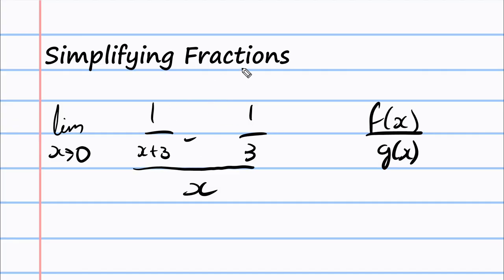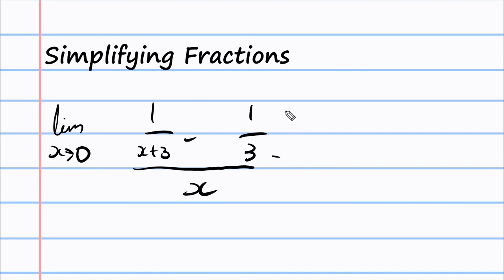In order to evaluate such a limit, we would have to rewrite this into something that we already know how to work with. So let's do just that. How would we rewrite this numerator so that it becomes a lot simpler and easier to deal with? We want to combine the numerator.